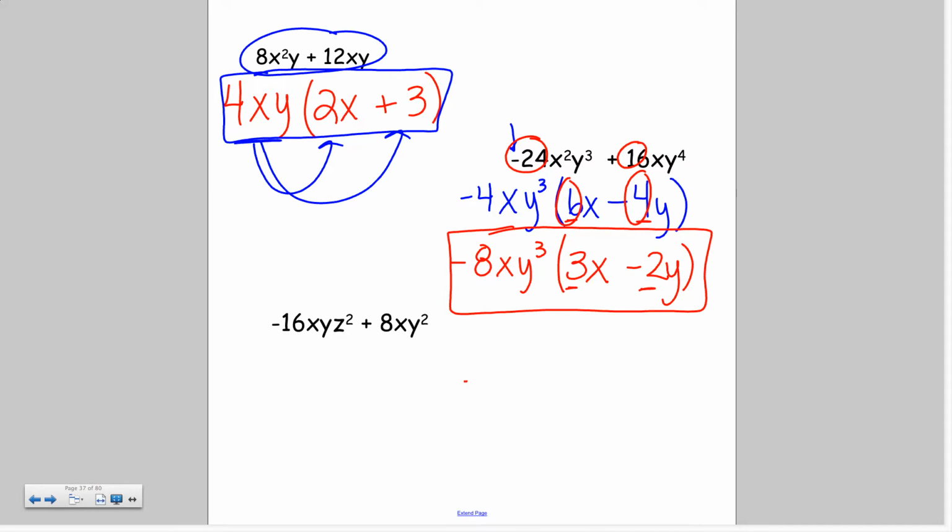Okay? 16 and 8, I know I can take out a negative 8. And I'm going to go ahead and deal with the negative and get that out of the way. Then I can take out an x, and I can take out one y, and they don't have any z's in common. So that leaves 2, xy go away, z squared, minus 8's cancel, x's cancel, and I'm left with 1y.